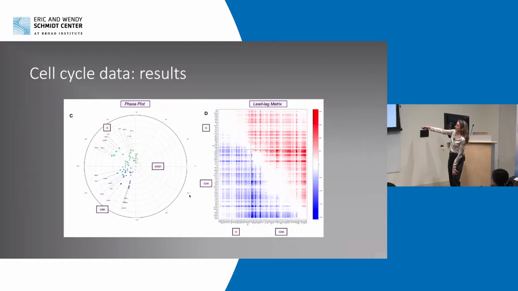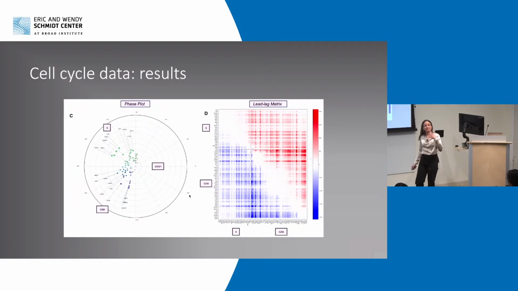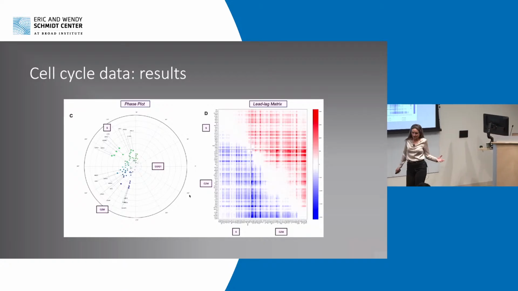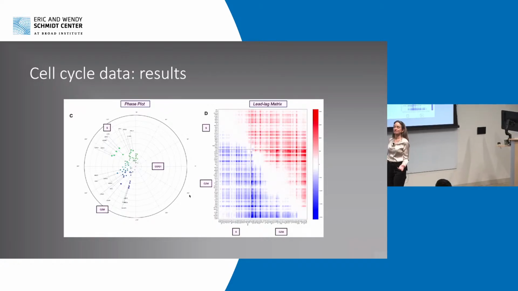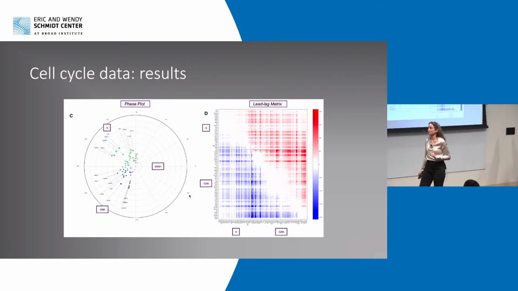And again, you can plot where exactly the phase and the amplitude of these different genes are, the S and the G2M here, and the lead-lag matrix, which corresponds very well to what you see in real life with S activating G2M, and so on. So when we do this comparison with actual cell cycle data, you see what you would expect to see. So we didn't learn anything from this except that we seem to be picking things up properly.